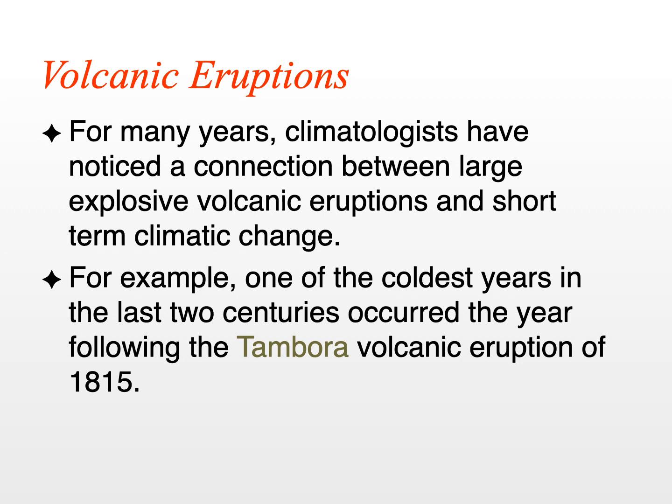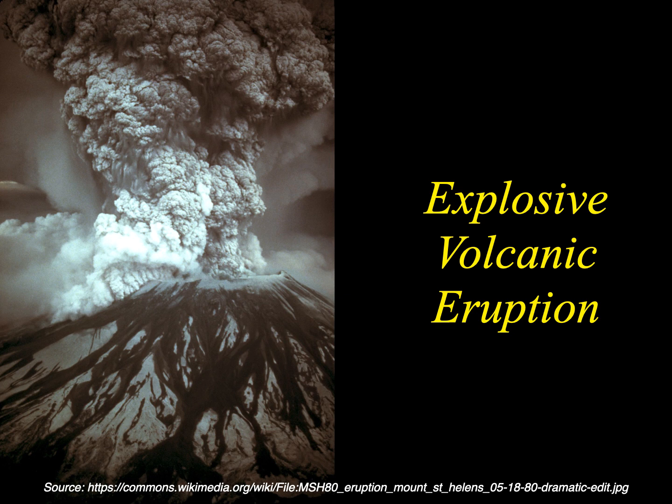So what's the connection between volcanic eruptions and short-term climate change? Now, these eruptions need to be explosive. They need to be large eruptions. And as I said, it's important that they occur around the equator. Now, originally, climatologists thought, well, it's the dust. It's the dust that's emitted. It's responsible for reducing the amount of shortwave radiation coming into the atmosphere and being absorbed at the Earth's surface.